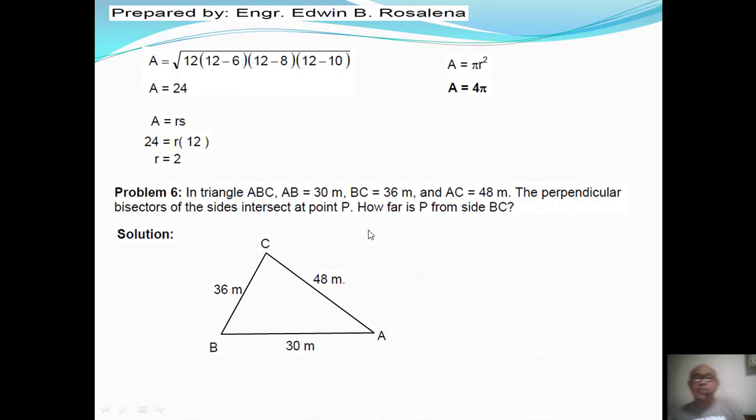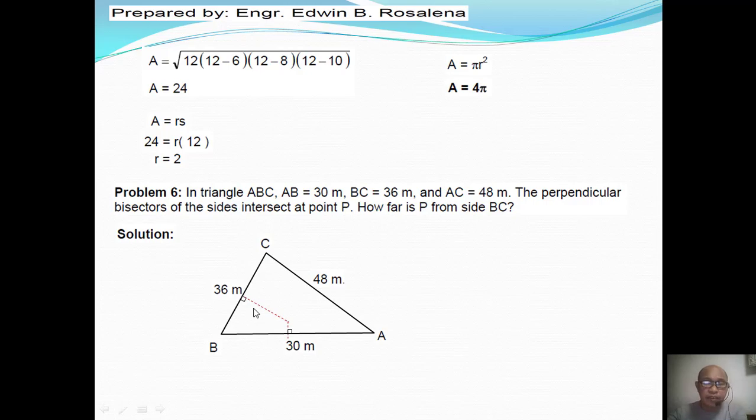Okay. So, we can draw perpendicular bisectors on the three sides, no? Okay. So, I can bisect side AB. So, 15, 15, and then we can draw the perpendicular bisector.